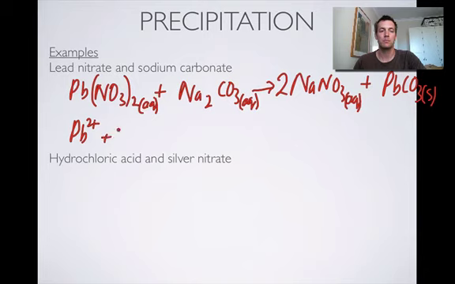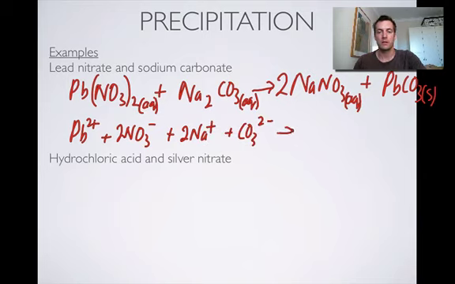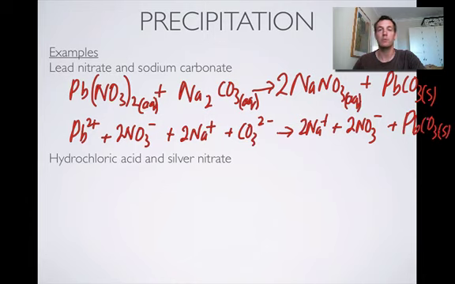Pb2 plus, 2NO3 minus, plus 2Na plus, a carbonate ion, making 2Na plus, 2NO3 minus, plus, and I've got to leave that as a solid. Now look, if you remember from your precipitation reactions film, this is the only thing that has changed. So we're going to cross out all the spectators and we're left with just the precipitate and the ions that it was made out of.